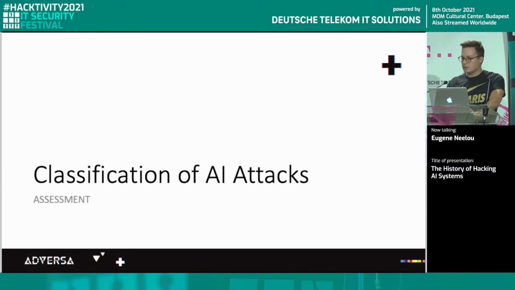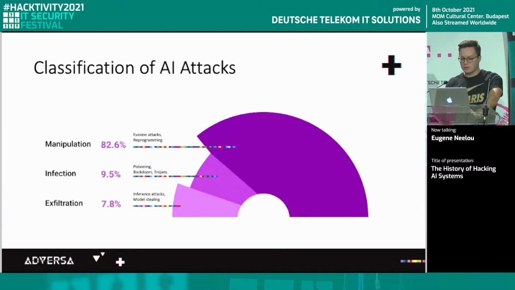Now let's take a look at the attacks in more detail. I believe everyone knows the CIA triad, which stands for confidentiality, integrity, and availability. They describe fundamental requirements for any system to be secure, and we might have the same for ML models. But sometimes the same attacks may touch confidentiality, integrity, and availability. So we decided to reclassify all the attacks based on the impact on the victim systems. For instance, here we have grouped all existing attacks into manipulation, infection, and exfiltration groups.